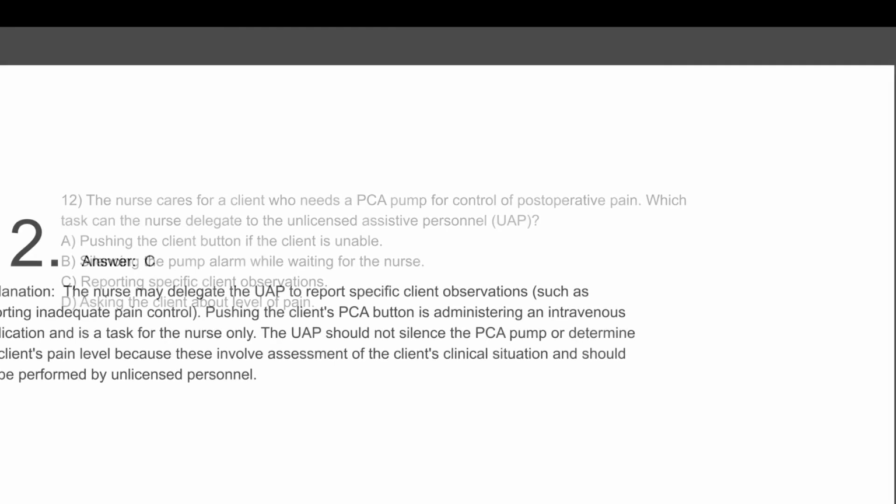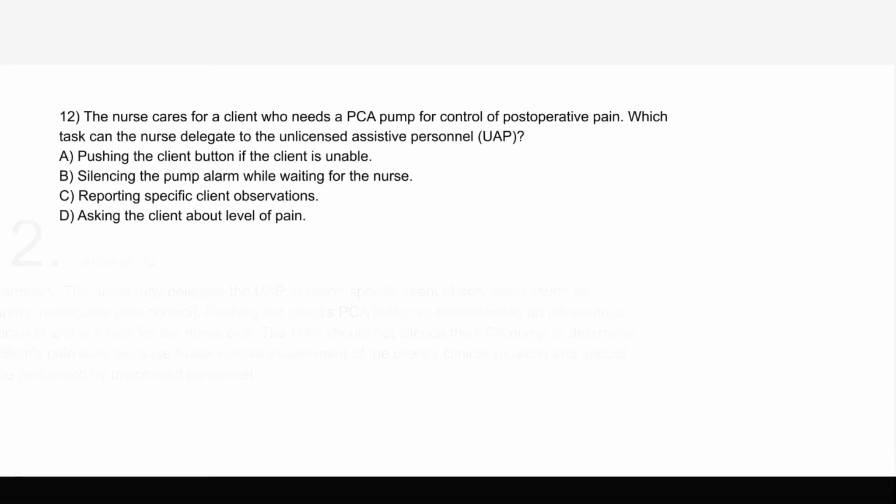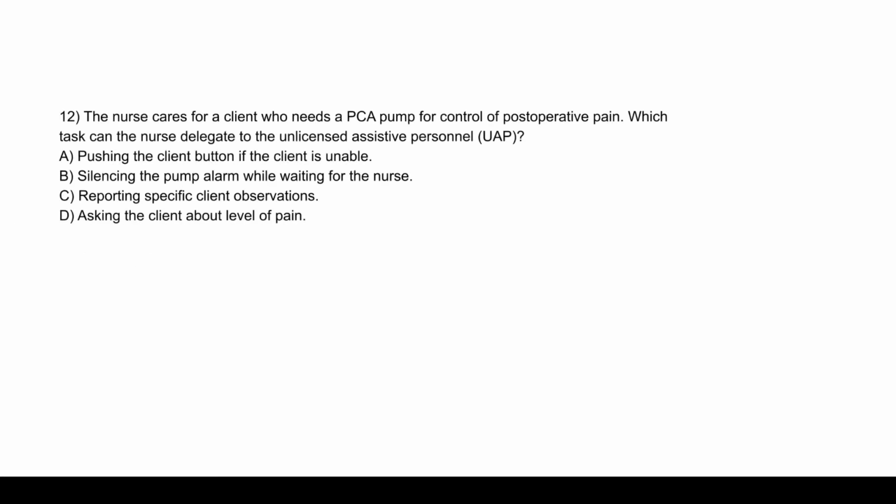Question number 15. The nurse is preparing to use a disposable hot pack on the client for pain relief. Which action will the nurse prioritize as an appropriate task for the UAP? Option A. Observing the site of application and reporting abnormal findings. Option B. Assessing the client's level of pain. Option C. Determining if the client requires additional therapy. Option D. Documenting the client's response to therapy. And the correct answer is A. Application of various heat therapies may be delegated to the UAP.